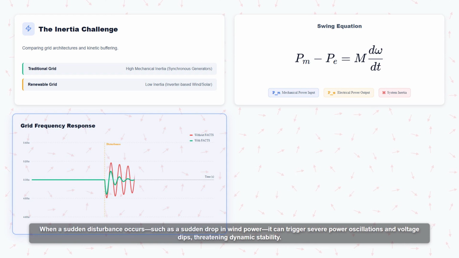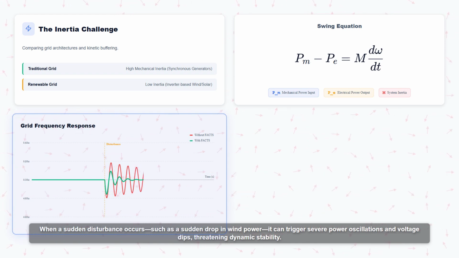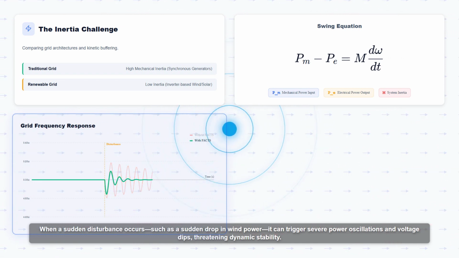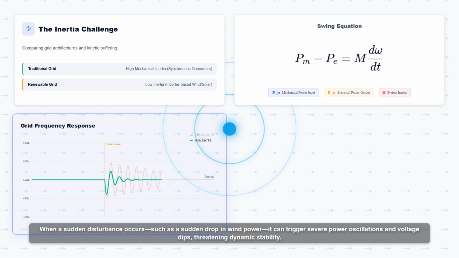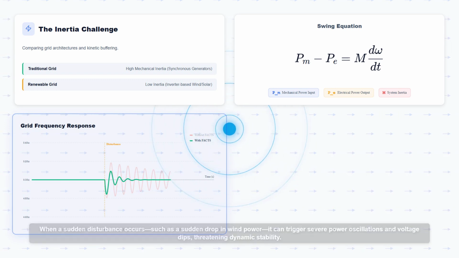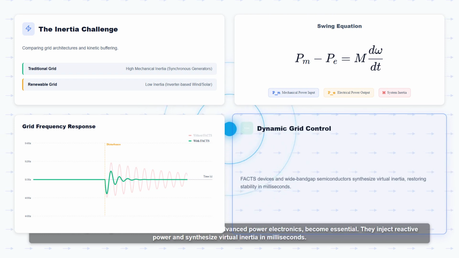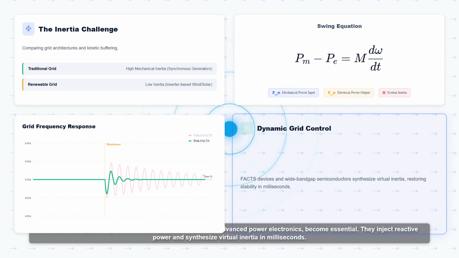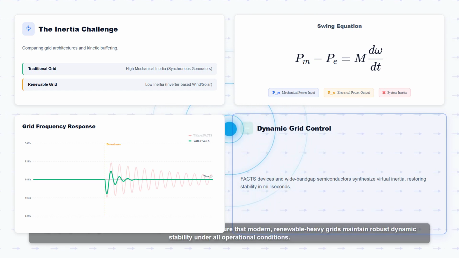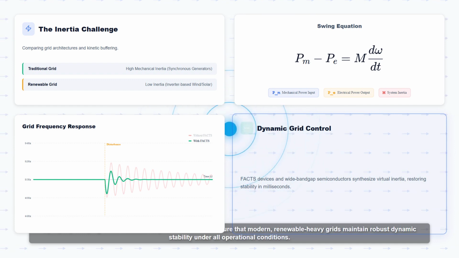When a sudden disturbance occurs, such as a sudden drop in wind power, it can trigger severe power oscillations and voltage dips, threatening dynamic stability. This is where dynamic grid control devices like FACTS and advanced power electronics become essential. They inject reactive power and synthesize virtual inertia in milliseconds. By rapidly damping these oscillations, power electronics ensure that modern, renewable heavy grids maintain robust dynamic stability under all operational conditions.